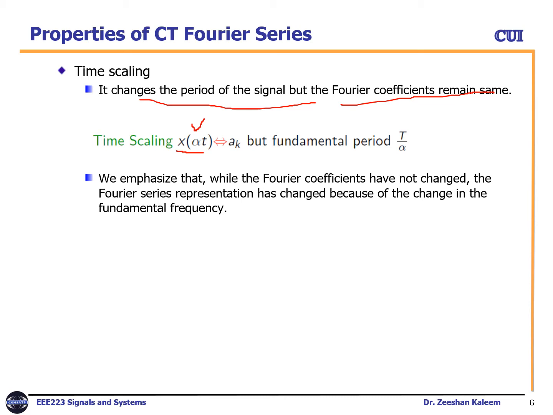You can prove that as well, but for simplicity, we are ignoring that proof here. So x(alpha t) has the coefficients a_k. There is no change in the Fourier series coefficients, but the fundamental period changes from T to T over alpha. So time scaling will not change the Fourier series coefficients. However, the Fourier series representation has changed because of the change in the fundamental frequency. Whenever the fundamental frequency changes, the representation changes.